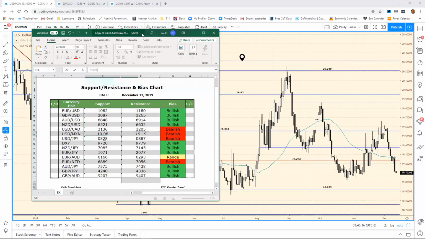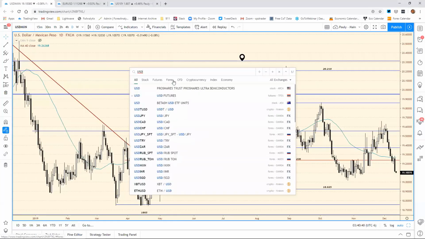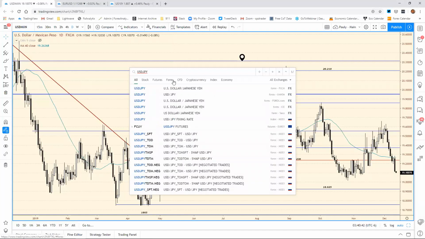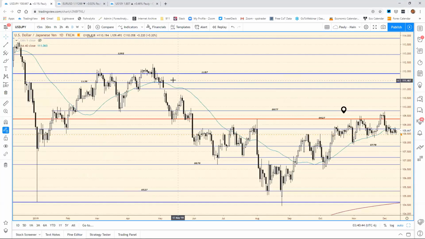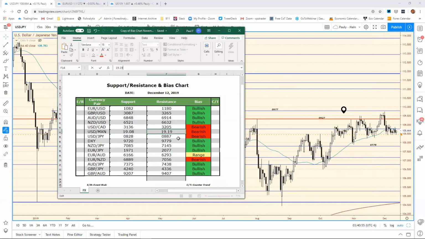Let's go on and move into the dollar yen. No changes here in the dollar yen. We've had our bias chart resistance from yesterday, which was 887, which has kept this market capped and in tow. And support, although we've had a tight range, is our bias chart support down here at 828. So no changes here on the dollar yen.